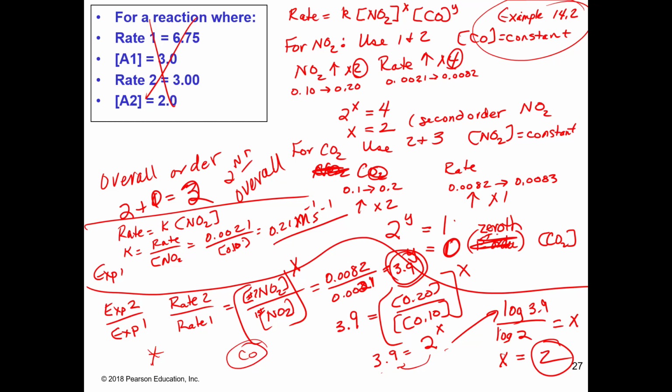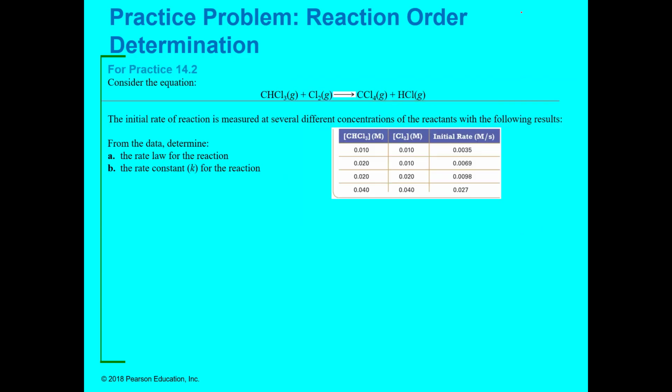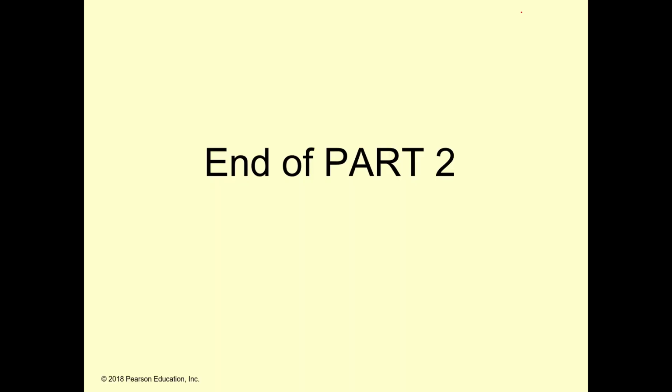All right, so that's how you do it with the alternative method. I did it both ways for you so you could see that they do actually come out the same. This is the one I was doing just then, 14.2. Then you're going to have a for practice. These are the ones that you need to make sure you can do, and you should be able to go by the ones I did as examples and figure those out. So that's the end of part 2.